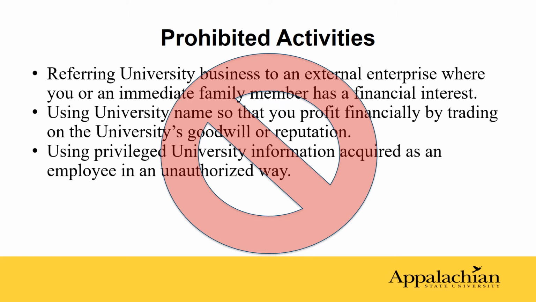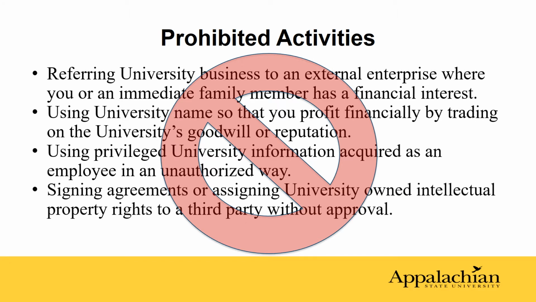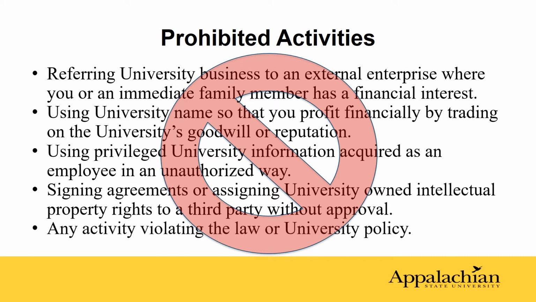Using privileged university information acquired as an employee in an unauthorized way, signing agreements or assigning university-owned intellectual property rights to a third party without approval, and any activity violating law or university policy. A sensitive area here involves intellectual property rights. If you have created or invented something as part of your employment at App State, the ownership of that IP needs to be determined before you enter into any outside agreements. Please refer to our intellectual property page for more information.